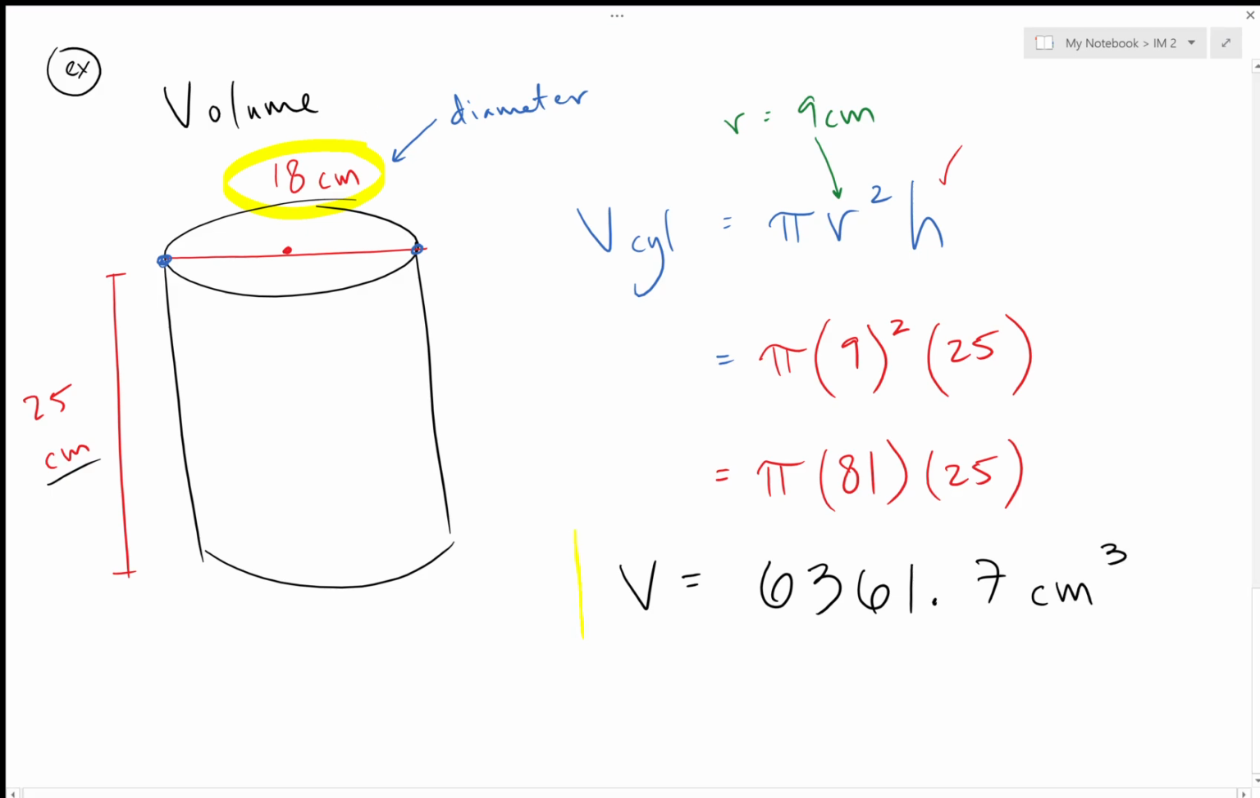All right, so biggest thing to remember today, the correct formula is pi r squared h. Make sure you're using radius, and make sure your units are cubed in the end.